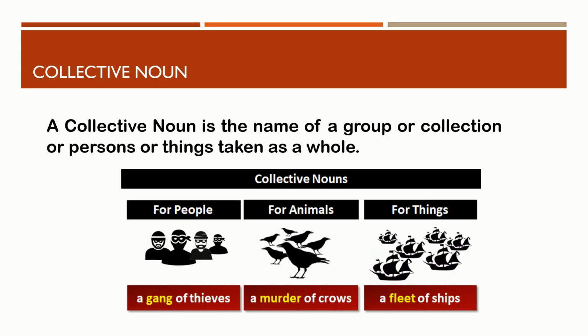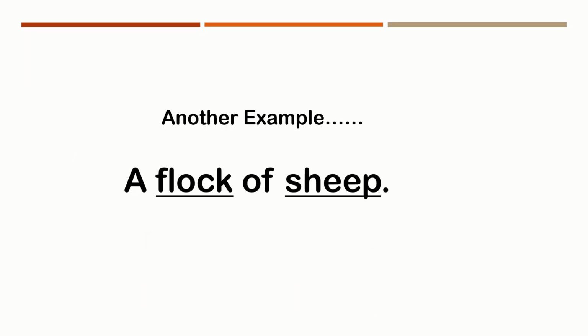Then again, for things we can say a fleet of ships. Let's see another example. A flock of sheep. Here, ship is a common noun because it stands for any and every ship. But flock is a collective noun because it stands for all the sheep.